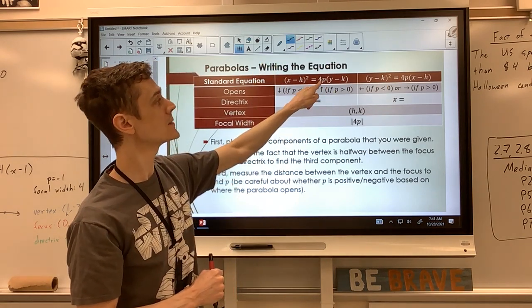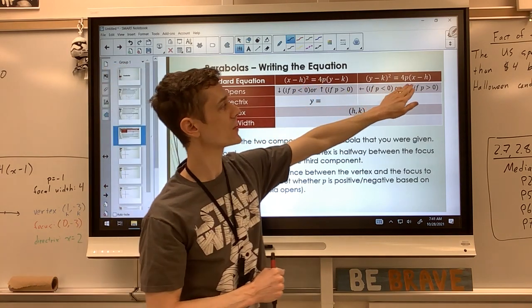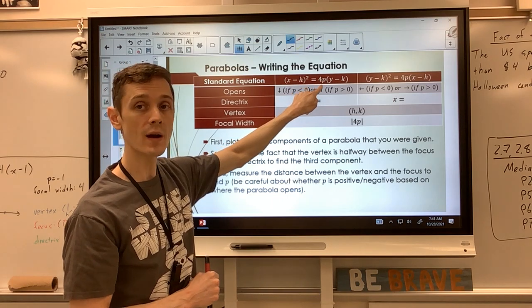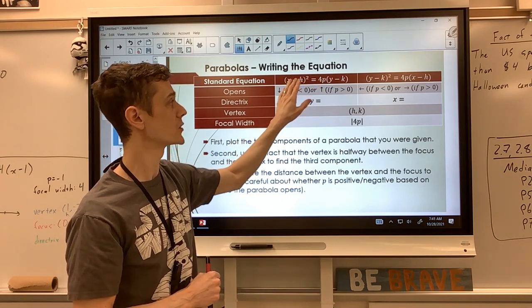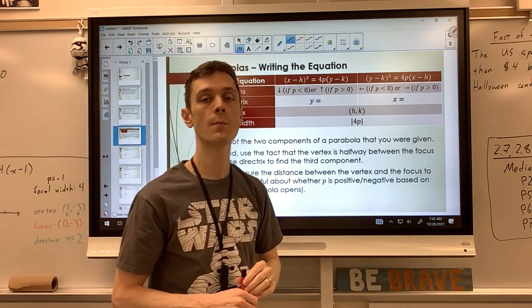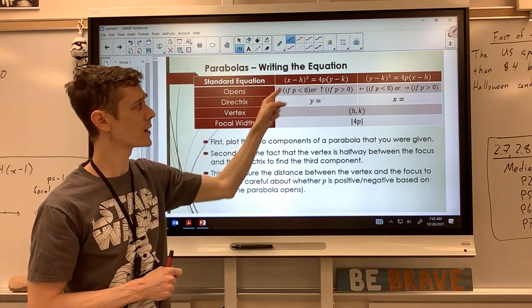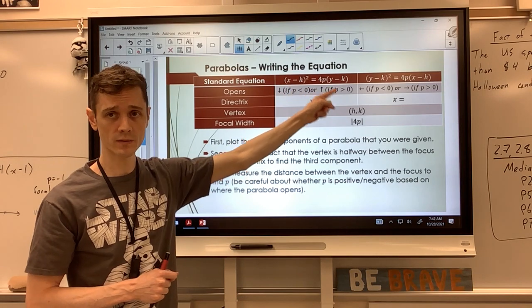The other value, p, goes right here in front of whatever's on the right side of the equation, whichever variable you have there. Do note that it's not just p by itself, it's always 4 times p. So you'll always need to multiply the p that you find by 4 to get the standard form of the equation. Now the trickiest part is that sometimes p is a positive number and sometimes it's a negative number.